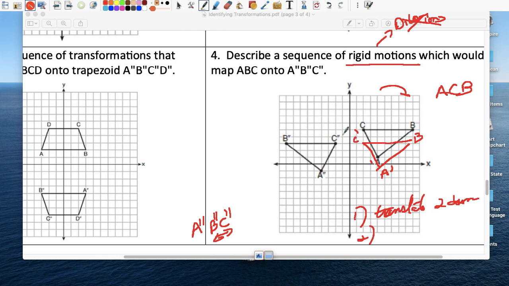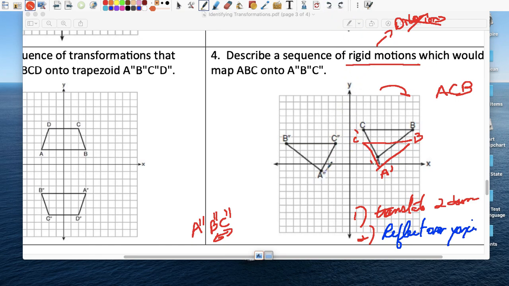And then step 2, now I can do a reflection, and you'll notice that everybody is equally distanced from the line of reflection. We're going to write reflect over y-axis. And let's see if that works. So let's look at point C. Point C is 1 unit, 2 units away from the line of reflection. Point C double prime is also 1 unit, 2 units from the line of reflection, so that works.